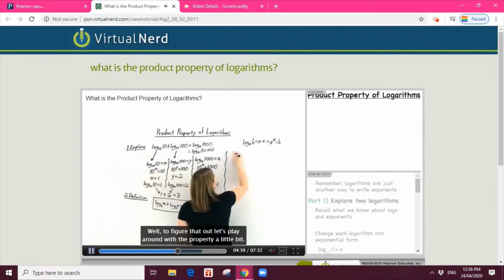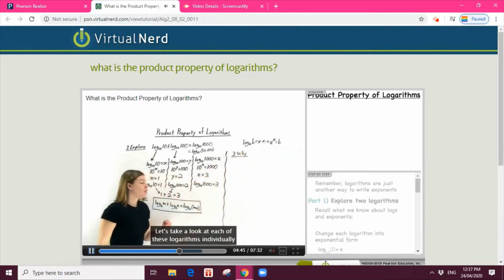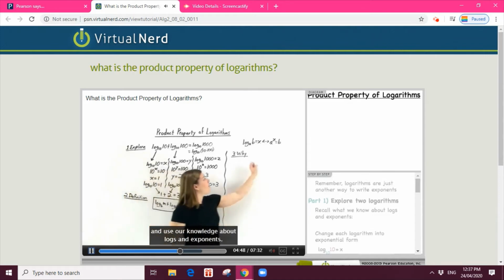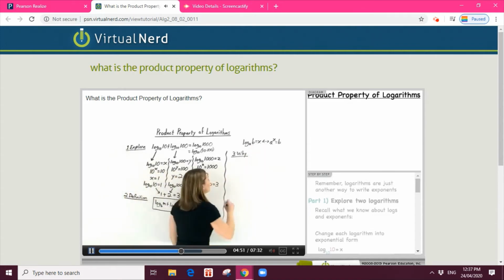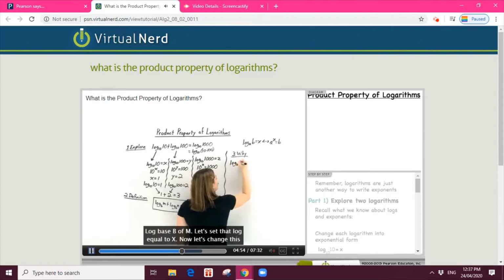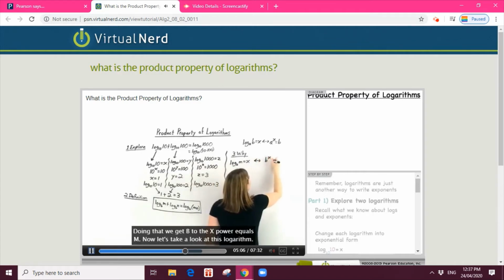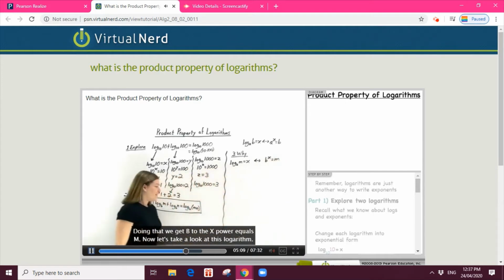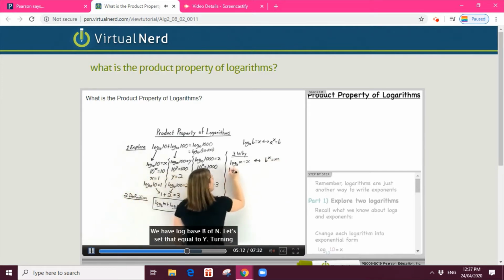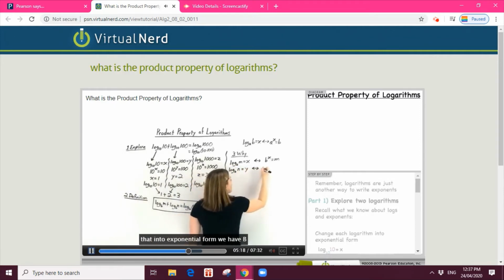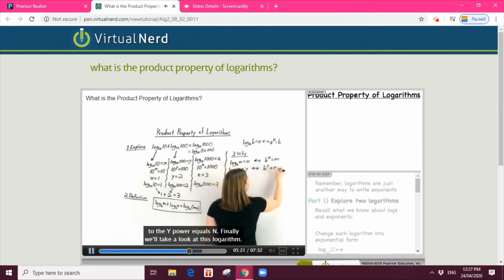Well, to figure that out, let's play around with the property a little bit. Let's take a look at each of these logarithms individually and use our knowledge about logs and exponents. So let's take a look at that first logarithm, log base b of m. Let's set that log equal to x. Now let's change this from logarithmic form to exponential form. Doing that, we get b to the x power equals m. Now let's take a look at this logarithm. We have log base b of n. Let's set that equal to y. Turning that into exponential form, we have b to the y power equals n.